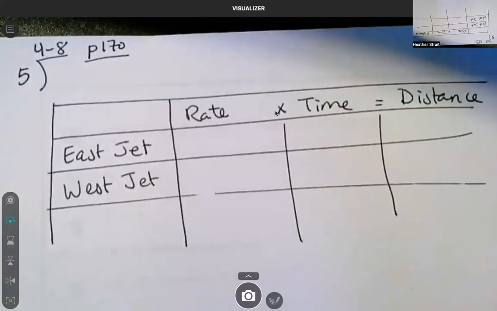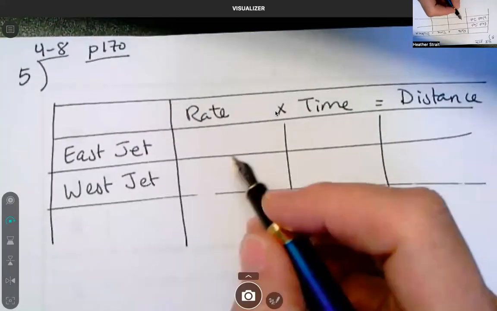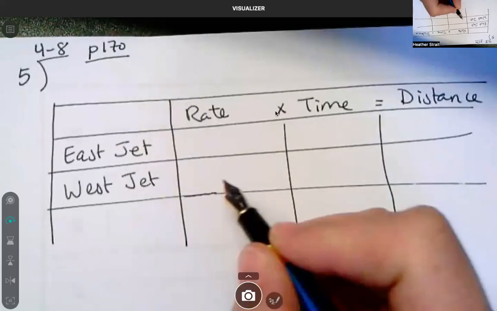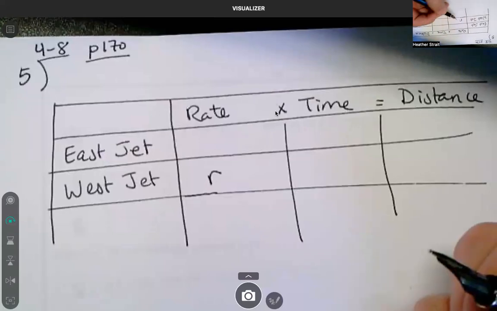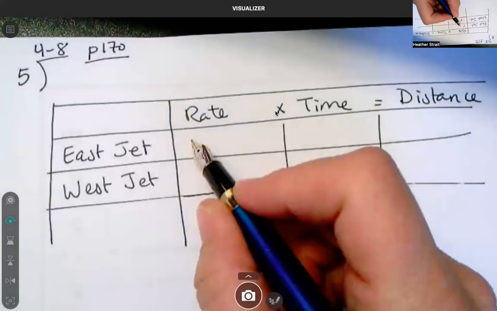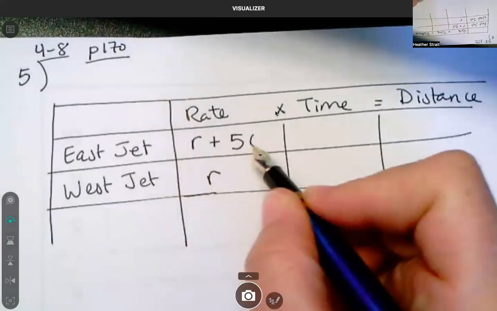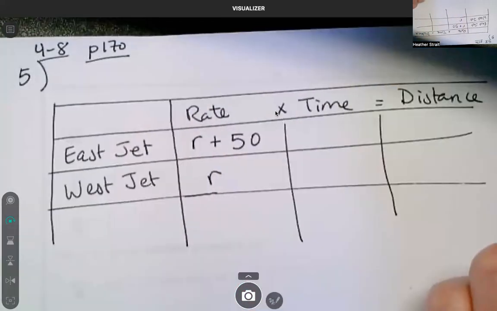So the one flying east is going greater. So the west jet is going at a certain speed, and the jet flying east is going 50 kilometers greater. Faster, yeah? And the jet flying east leaves at what time? And oh, they leave at the same time.